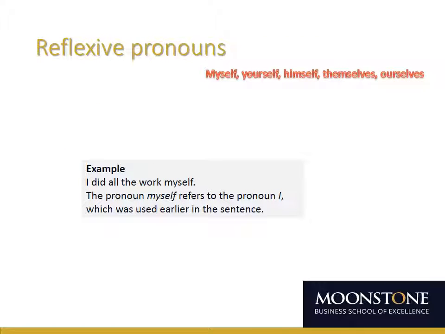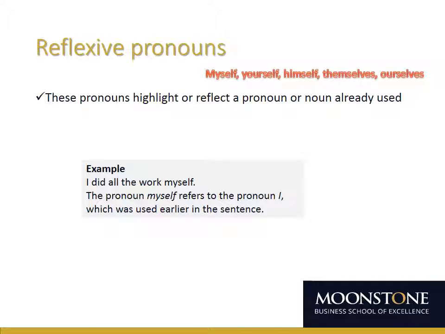Reflexive pronouns refer to myself, yourself, himself, themselves, ourselves. These pronouns highlight or reflect a pronoun or a noun already used. Example: I did all the work myself. The pronoun myself refers to the pronoun I, which was used earlier in the same sentence.